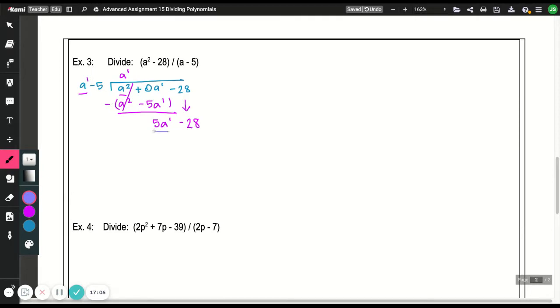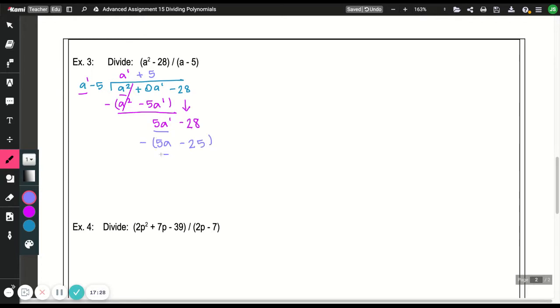So now we do it again with this one. What do I multiply a to the first by to get 5a to the first? Well, the a to the first are already the same. I just need the 5. So I'm going to multiply it by 5. And then we distribute. 5 times a is 5a. And 5 times negative 5 is negative 25.